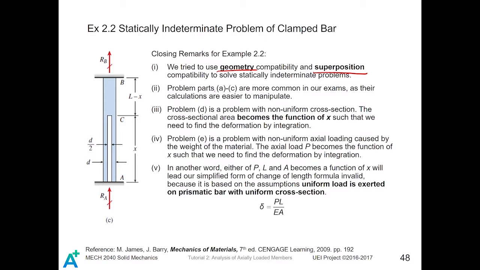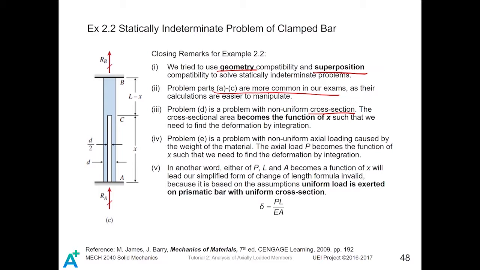A and C are more common in our exams, as their calculations are easier, because for D and E there are a lot of integral. Sometimes it is very difficult to set some problems for it. But I can just say, in my offering, in my year, the continuously changing bar is not tested. But I'm not sure whether it will be tested in your offering, so still I recommend you to learn about it. In problem D, the cross-section is changing along x.